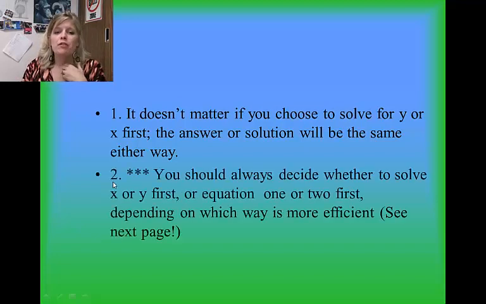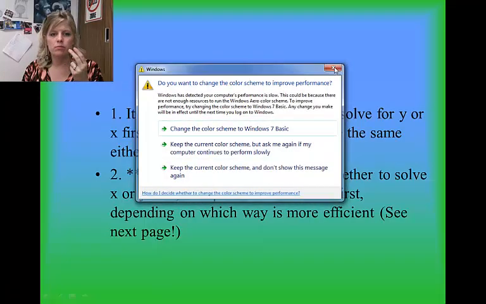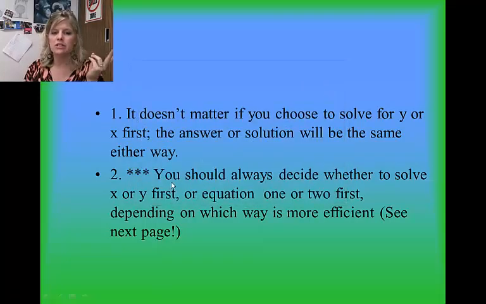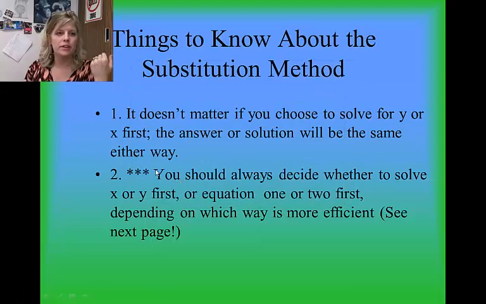It doesn't matter if you choose to solve for y or x first. The answer or solution will be the same either way. You should always decide whether to solve for x or y. Sorry, the equation that looks simpler. That's what I say. Make it efficient.